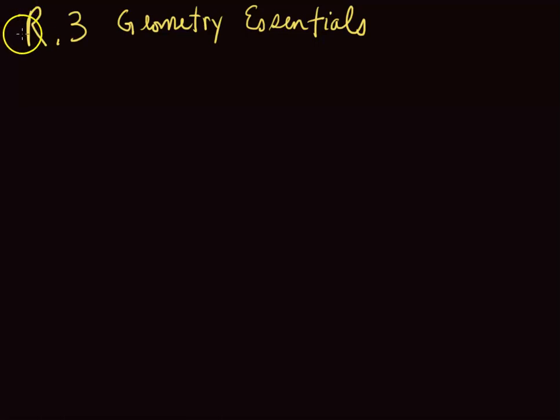College Algebra, Section or Chapter Review, Section 3, Geometry Essentials. So we have three objectives. First objective: use the Pythagorean theorem and its converse.